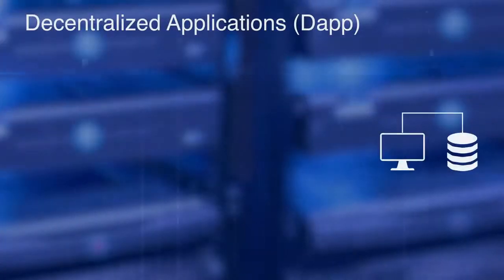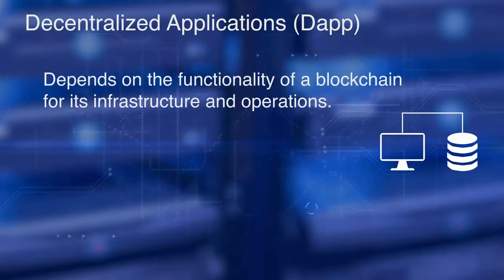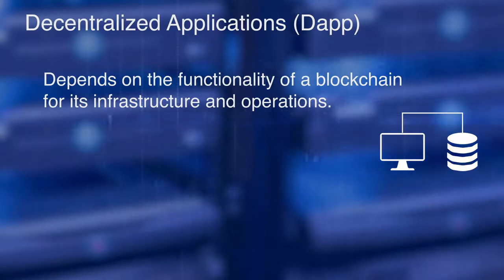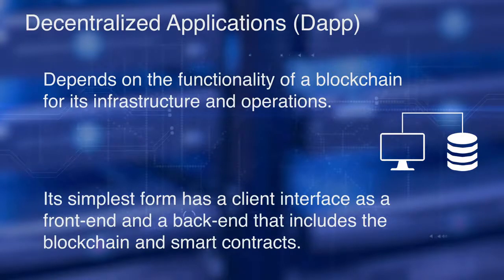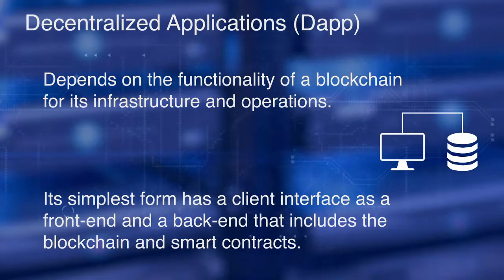decentralized software culture. A Dapp, or a decentralized application, depends on the functionality of a blockchain for its infrastructure and operations. In its simplest form, a Dapp has a client interface as a front end and a back end that includes the blockchain and the smart contracts.